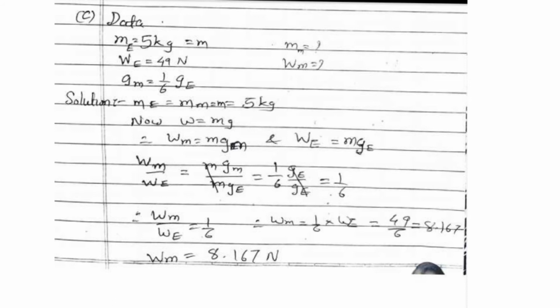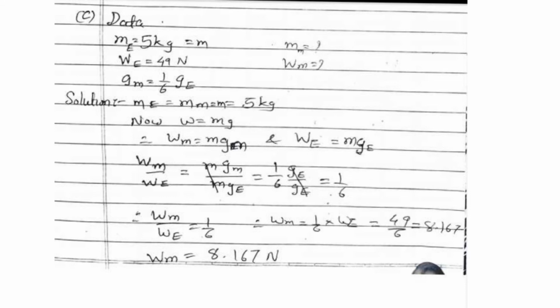So directly the answer for mass you can write, that mass will be 5 kg. Why is mass 5 kg? Because mass doesn't change. So mass on earth is equal to mass on moon is equal to 5 kg, right? So that's your first answer.